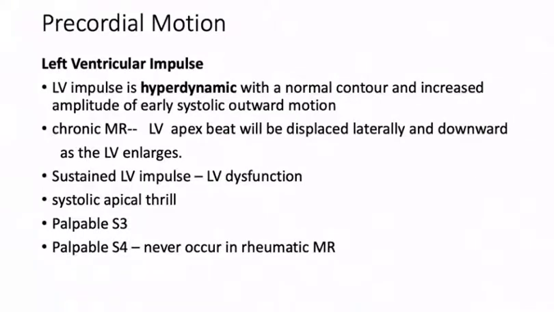On precordial examination, we can even palpate a systolic apical thrill. A systolic apical thrill signifies a significant hemodynamic mitral regurgitation, and even a palpable S3 signifies a severe, hemodynamically significant MR. If we can palpate S4, we can definitely rule out rheumatic heart disease, because in a patient with rheumatic heart disease, S4 is never palpable or heard.